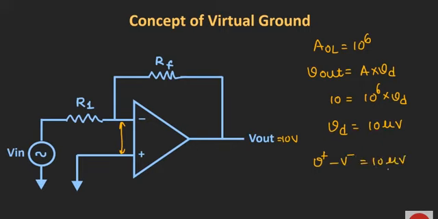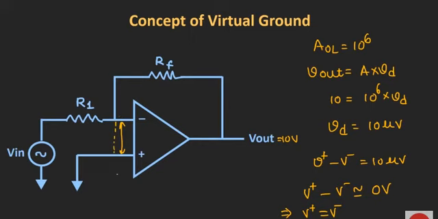Now here this 10 microvolt is a very small signal and we can almost neglect it. So we can write V plus minus V minus as approximately equal to 0 volt, or we can say that V plus is equal to V minus. It means that the inverting and the non-inverting input terminals are at the same potential, or we can say that there is a virtual short between the inverting and the non-inverting input terminals.